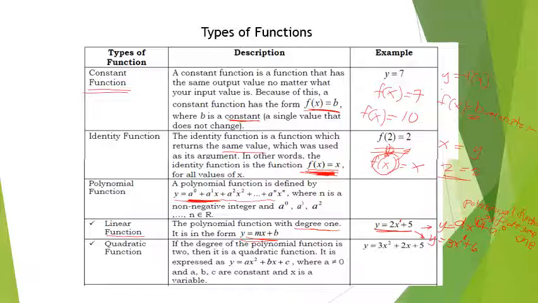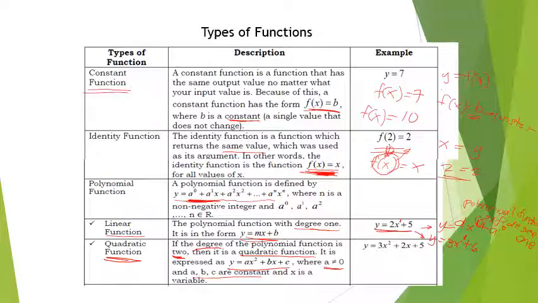Second type naman ng polynomial function, yung quadratic function. If the degree of the polynomial function is 2, then it is a quadratic function. It is expressed as y equals ax squared plus bx plus c, where a is not equal to 0, and a, b, and c are constant, and x is a variable. Kaya ito tinawag na ang quadratic function is a degree of 2.